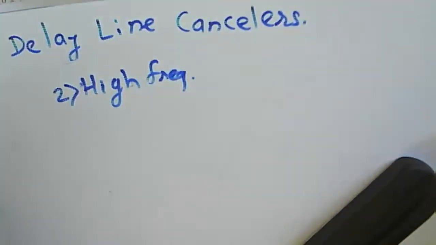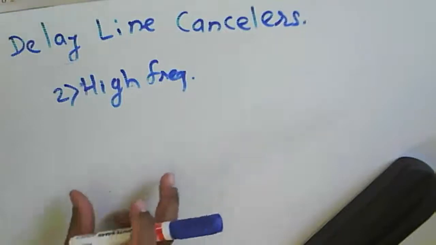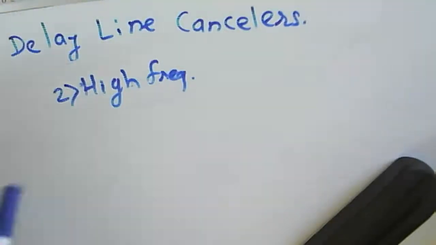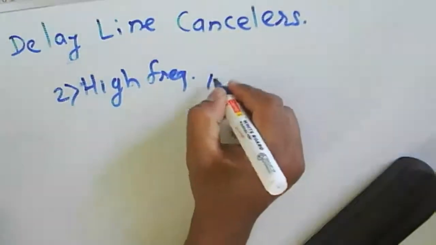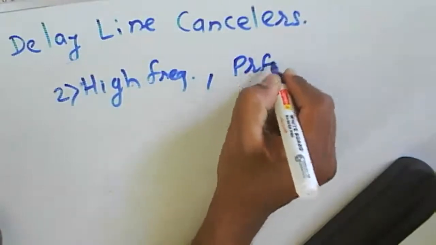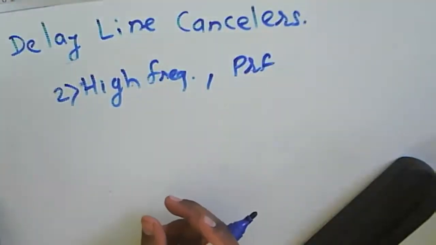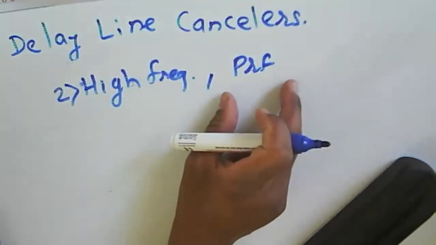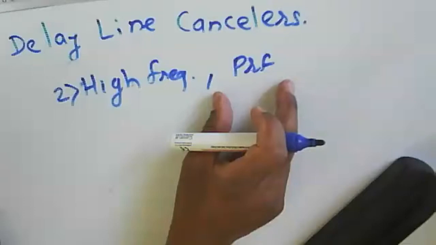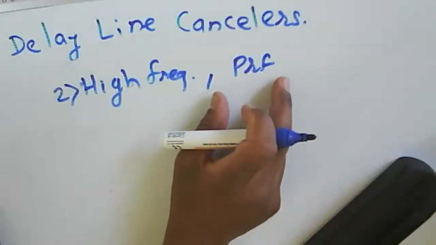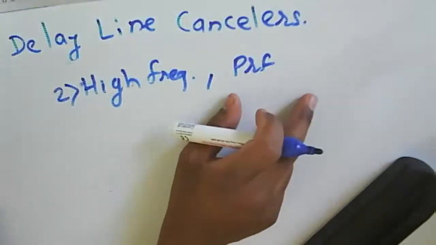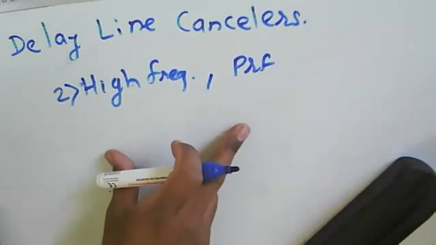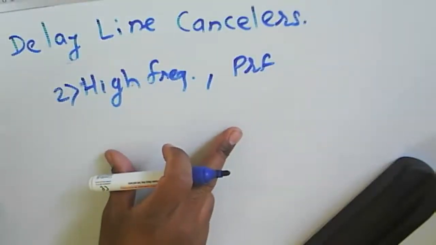If we are using a high frequency signal, then what happens? It will increase the pulse repetition frequency. So we can use either a high frequency signal, or we can operate the radar at a high pulse repetition frequency to avoid the blind speed.